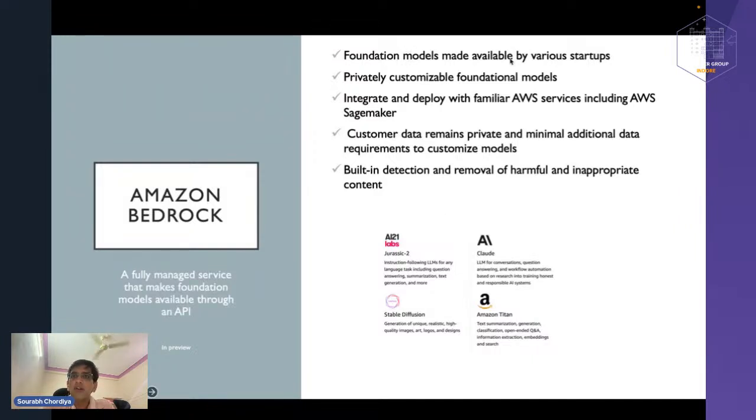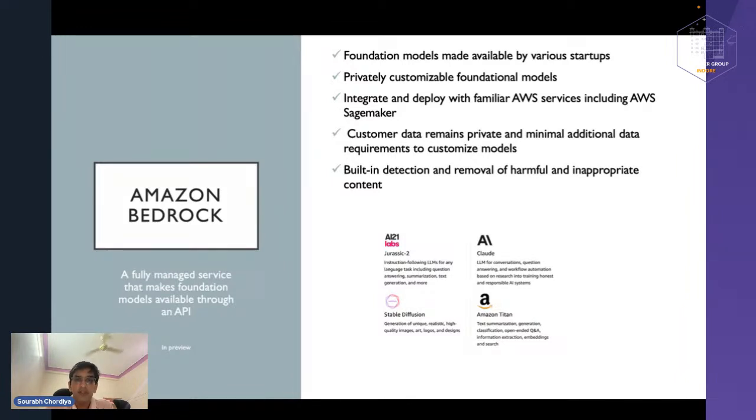Now, foundation models are made available in Amazon Bedrock via some startups, including Amazon themselves. They have their own models, and they have also collaborated with AI21 Labs, Claude, Stable Diffusion, and then there's an internal Amazon project named Amazon Titan. All of these have their own models, right? So they are all foundation models, but they work slightly differently and they answer different use cases.